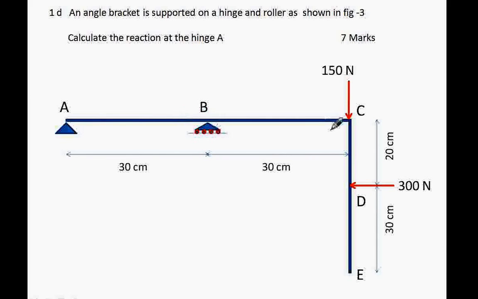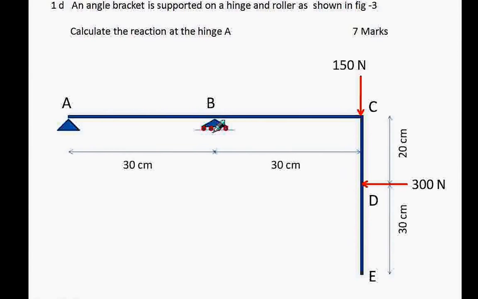This is the angle bracket. A, B, C, D, E looks like an angle, and hence it is called an angle bracket. It is subjected to forces of 150 Newton at C at this edge, and 300 Newton at D, at a distance of 20 centimeter from C and 30 centimeter from E. This is the hinge at A. We have been asked to calculate the reactions at hinge A, and this is the roller. Here also a reaction will come.